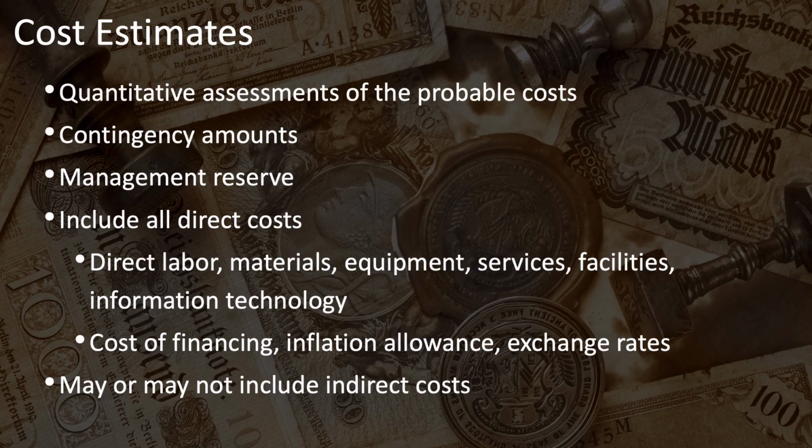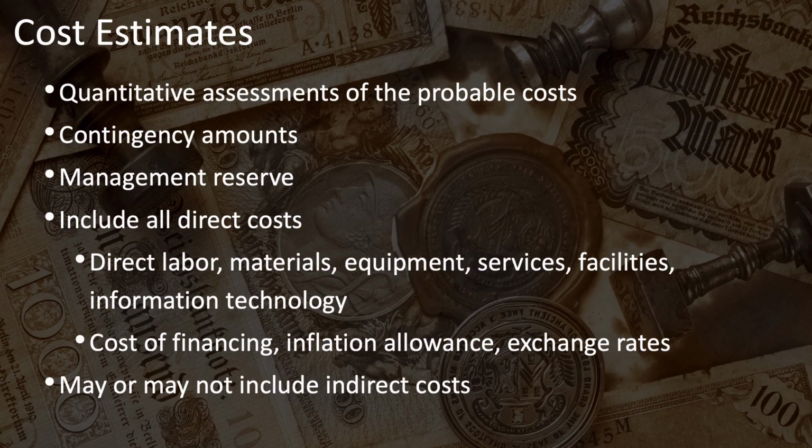Also make sure that you include all of the factors that will affect your project costs. These include both direct and indirect costs. Your project will certainly include direct costs, but depending on the guidelines of your organization, may or may not include indirect costs. Direct costs will include direct labor and materials involved in your project. Also the costs of acquiring or leasing or using equipment, any services that you'll need, the use of facilities, as well as any of the hardware and software and other information technology required for your project.